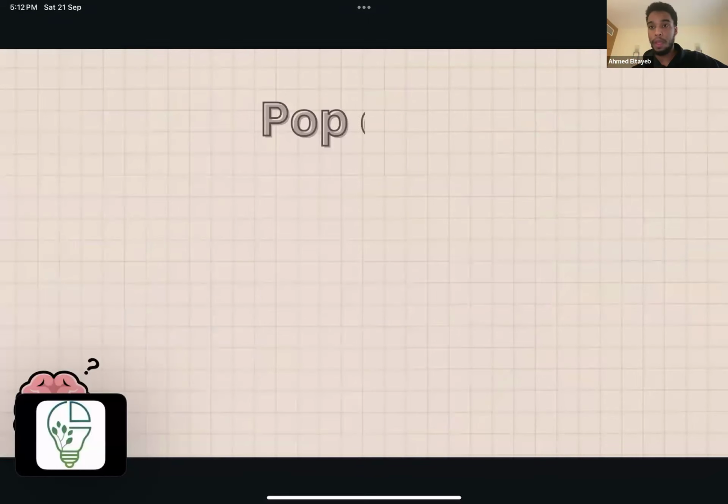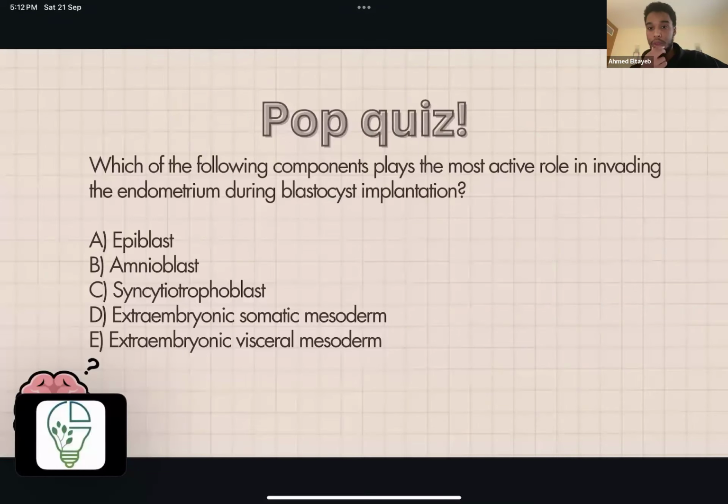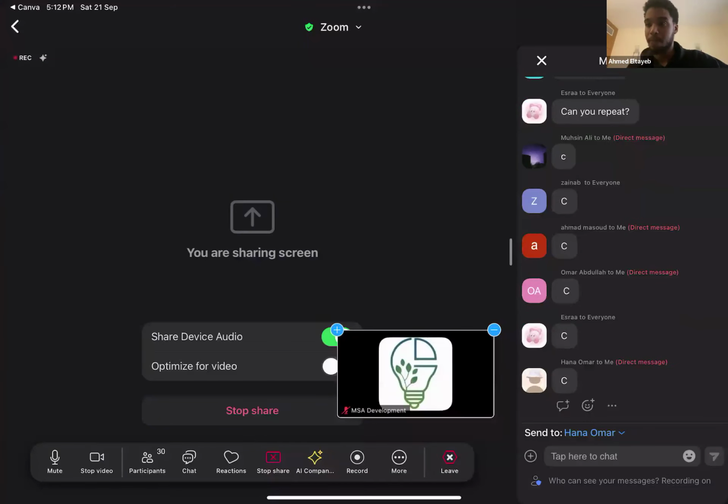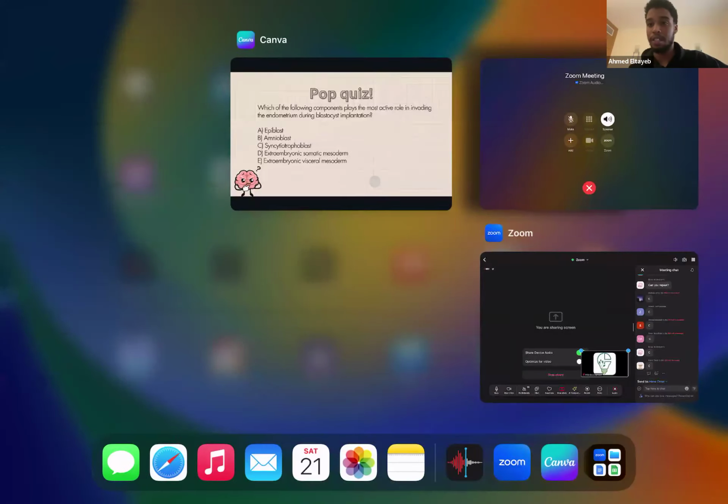Okay. Question. Which of the following components play the most active role in invading the endometrium during blastocyst implantation? I'm just going to check. Yes, the answer is C.